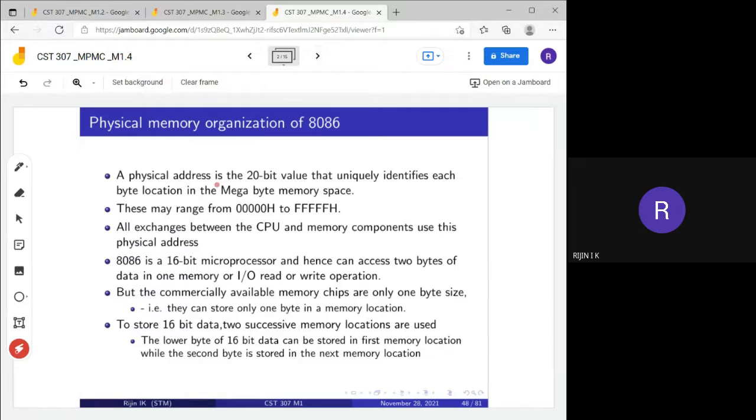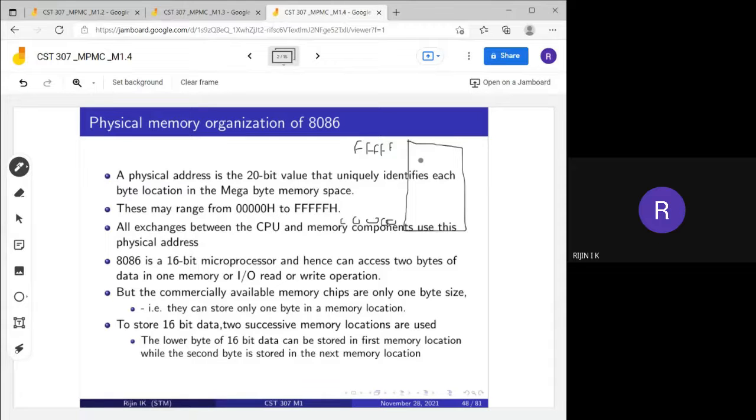Then, as we studied in the physical 8086, the address is a 20-bit value. Each physical address is a 20-bit value that uniquely identifies each byte memory location. Actually, the memory address starts from 00000 to FFFFF. That is the actual memory location.